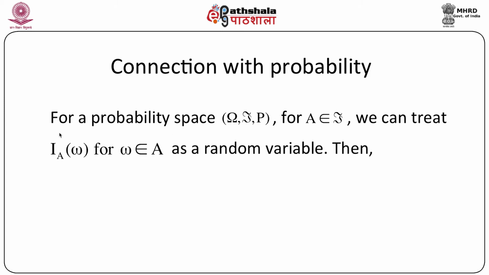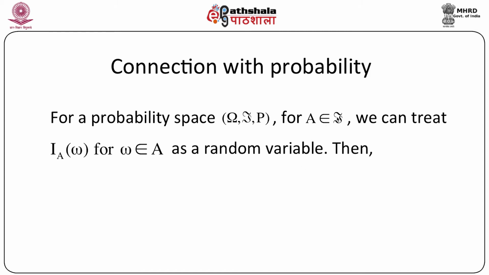As we already mentioned, we started with the probability space, which is omega, script F and P. Omega is the big set, the full sample space, script F is the sigma field generated by the class of subsets of omega, and P is a probability measure defined on omega and script F. And for any set A belonging to script F, we can treat IA of omega, for omega belonging to A, as a random variable.